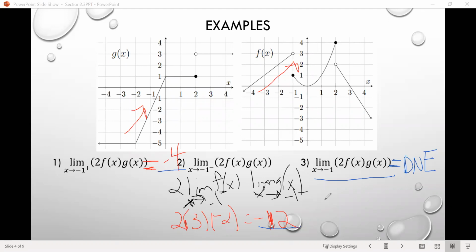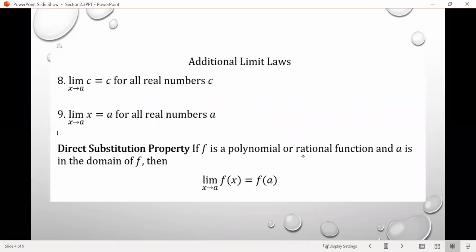All right. Moving right along then. A couple of extra limit laws we want to have. So first of all, we have the limit as x approaches a of a constant. So that's what this c means right here, is a constant.